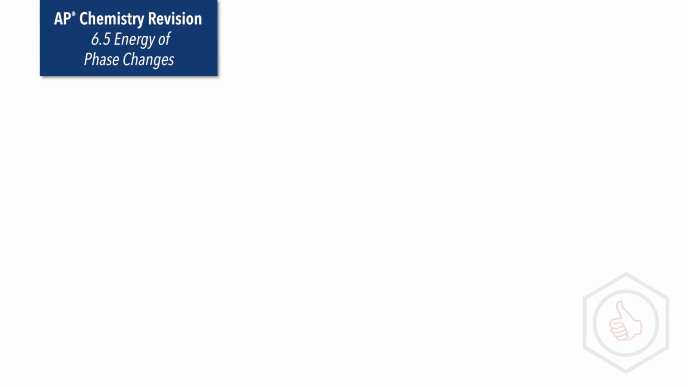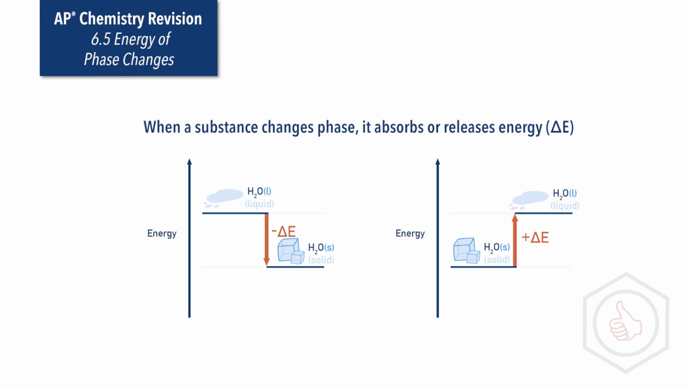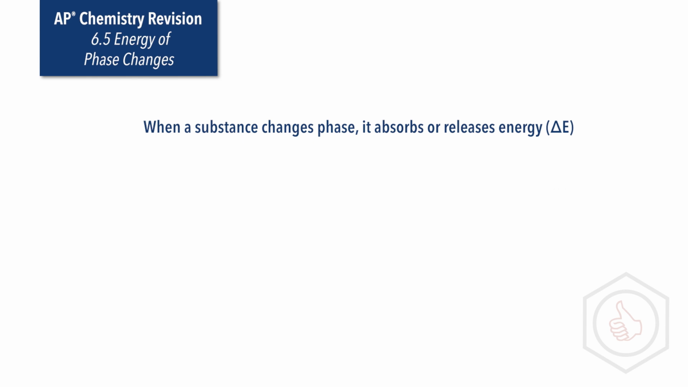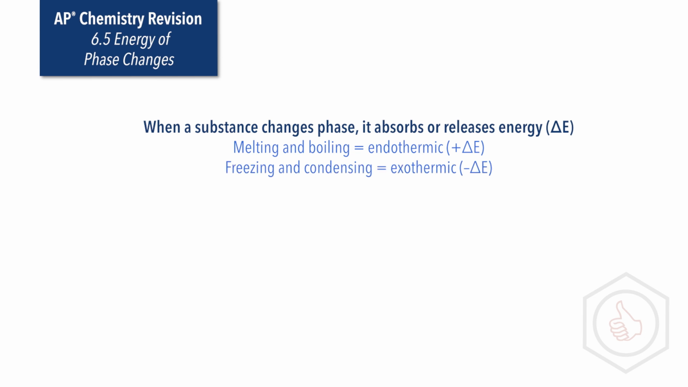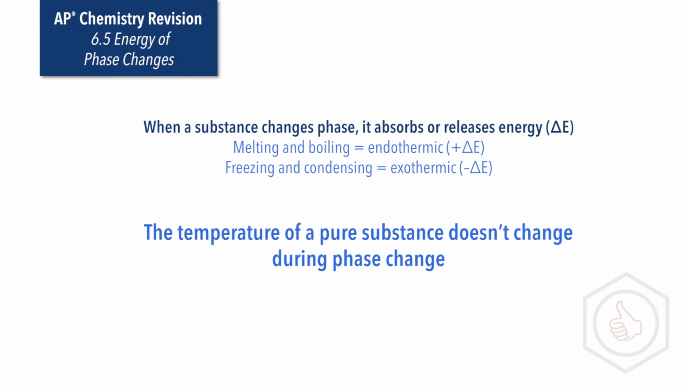When a substance changes phase, it absorbs or releases energy. Importantly, it is the breaking or forming of forces holding a substance together that determines this energy change. Melting and boiling are endothermic, energy is absorbed, and freezing and condensation are exothermic, energy is released. However, during all of these processes, the temperature of the substance doesn't actually change. This can be seen on heating curves.